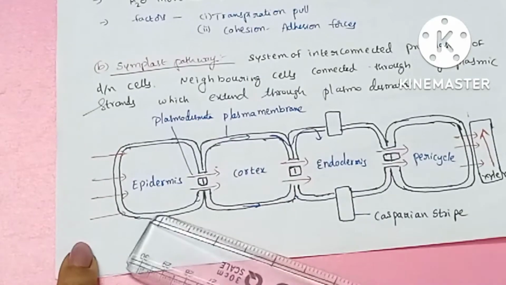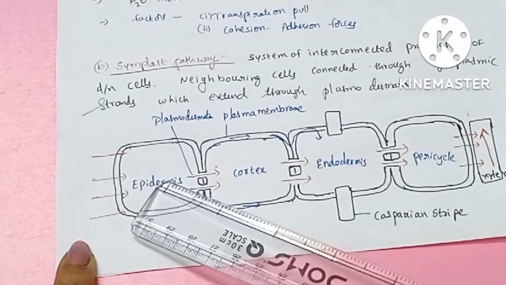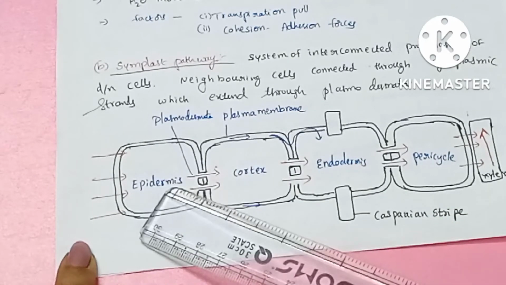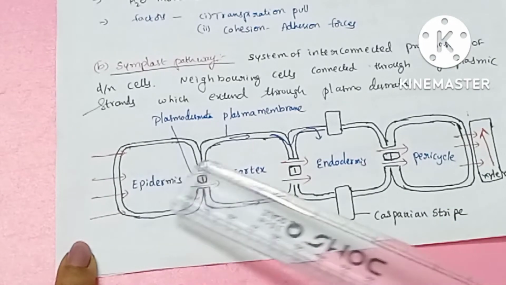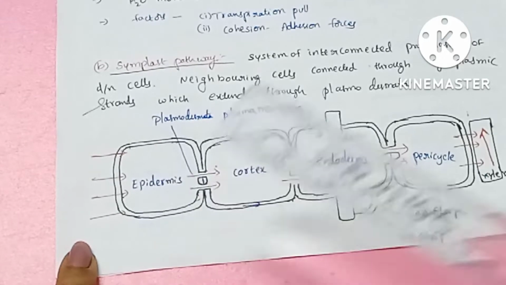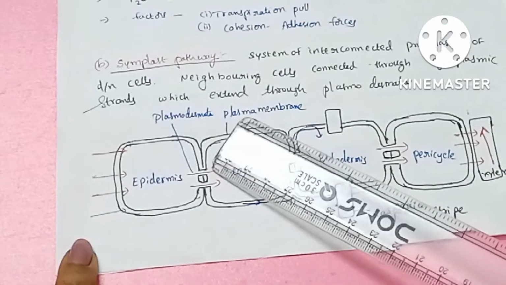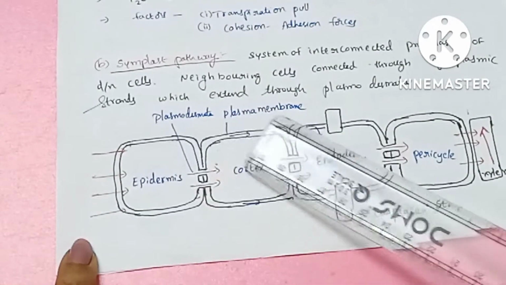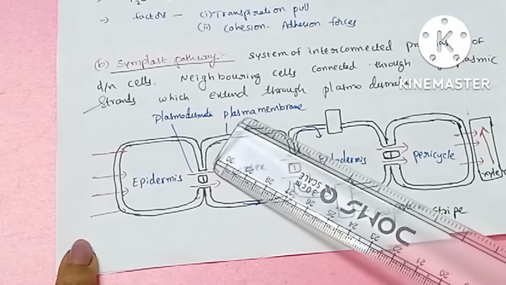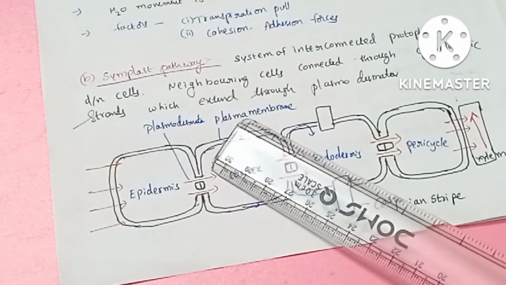But in the symplastic pathway, how does it occur? The water enters into the cell, into the cytoplasm. It has to move to the neighboring cell. Here between the cells there are connections present. Cell to cell connections are called plasmodesmata. So one cell is connected to another cell by means of regions called plasmodesmata. These gaps are called plasmodesmata.